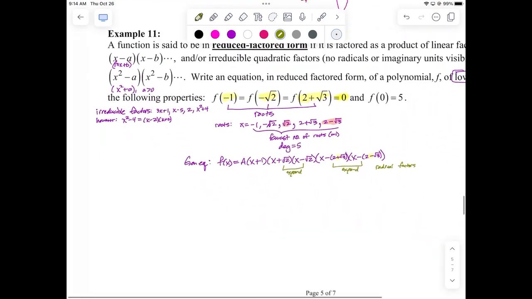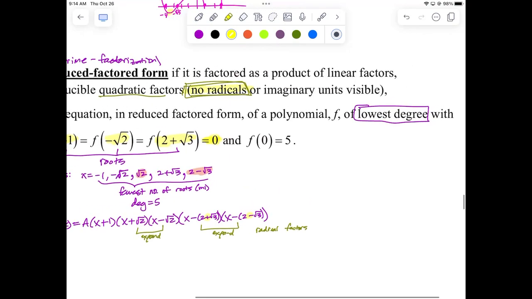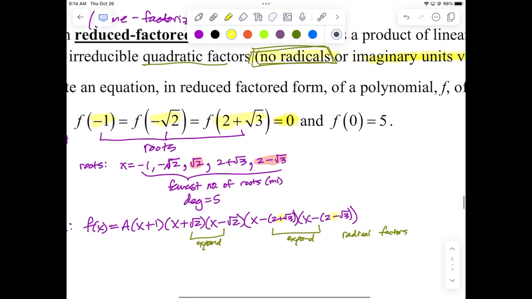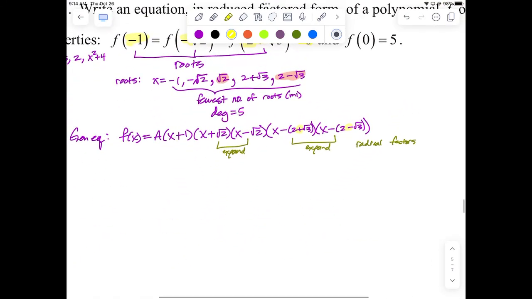A user-friendly format. Expand. Look, this one says quadratic factors with no radicals. No radicals, okay? I should have emphasized that before we started. But now's a good time to do it. You also don't want imaginary units visible. We don't have that yet. That's going to be in 3.4. But right now, in our factored form, we don't want any radicals visible. So let's go ahead and expand this out.